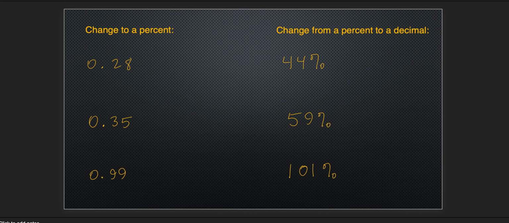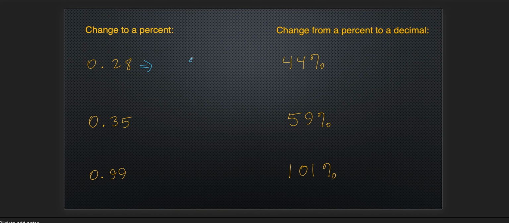So next type of problems I'll cover, this is the types of things that I saw in your quizzes and tests, and this is what you'll see. Change this to a percent or change the percent back to a decimal. So we'll start with 0.28. So remember, a percent means a number out of 100. So we're converting 0.28 to a number out of 100. It seems kind of weird, but it's what part of 100 is 28.